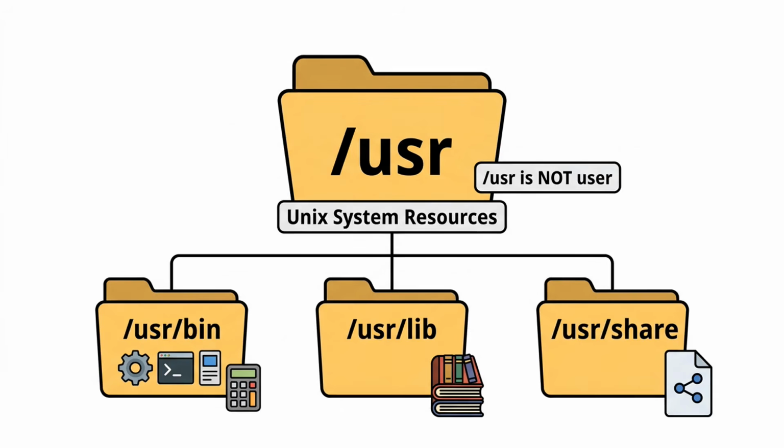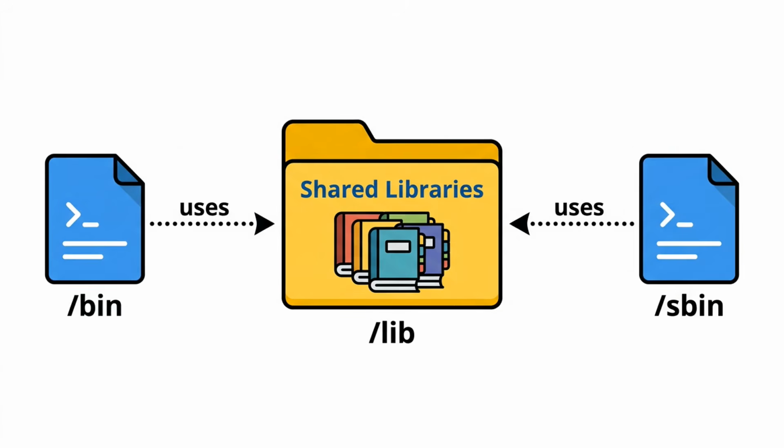Despite the name, it doesn't mean user. It actually stands for Unix System Resources. This is where most of the installed programs and their libraries live. When you install an application, its main files usually end up in /usr/bin, its libraries in /usr/lib, and documentation in /usr/share. /lib contains the essential shared libraries that the programs in /bin and /sbin need to run.